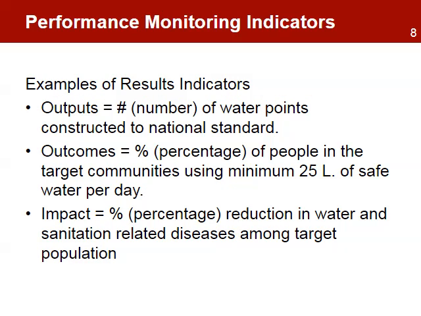Some examples of performance indicators are: outputs, the number of water points constructed to national standard; outcomes, the percent of people in the target communities using a minimum of 25 liters of safe water per day; impact, the percent reduction in water and sanitation related disease among target population.